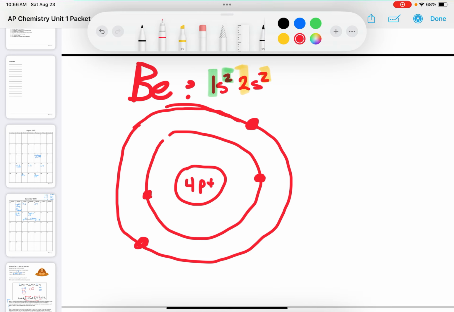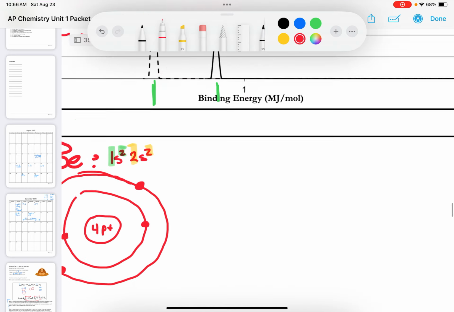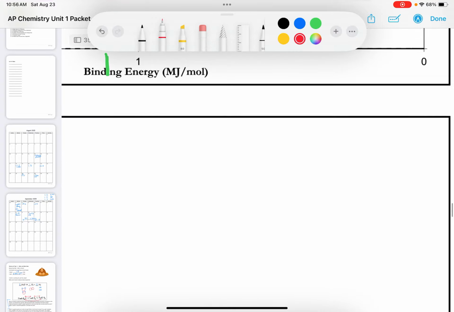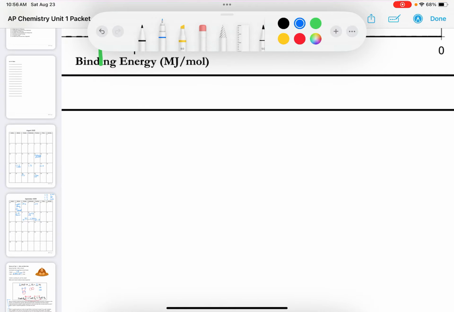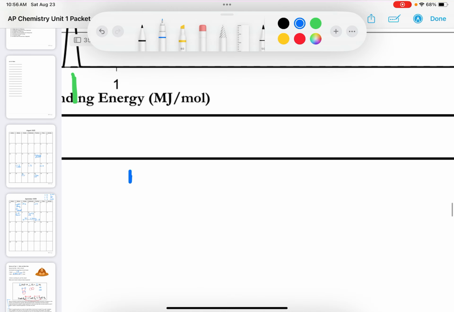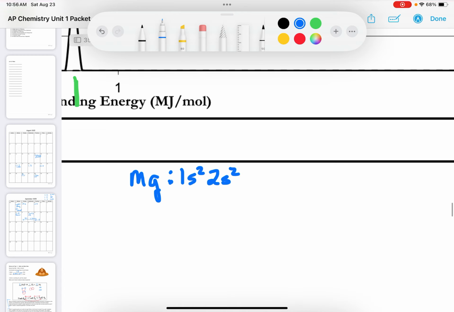Great. What about magnesium? Okay, so let's do this one in blue. For magnesium, and if you look at your periodic table, you'll be able to follow along, write this electron configuration. So we got 1s2, 2s2, 2p6, 3s2. Okay, that's the electron configuration for magnesium.